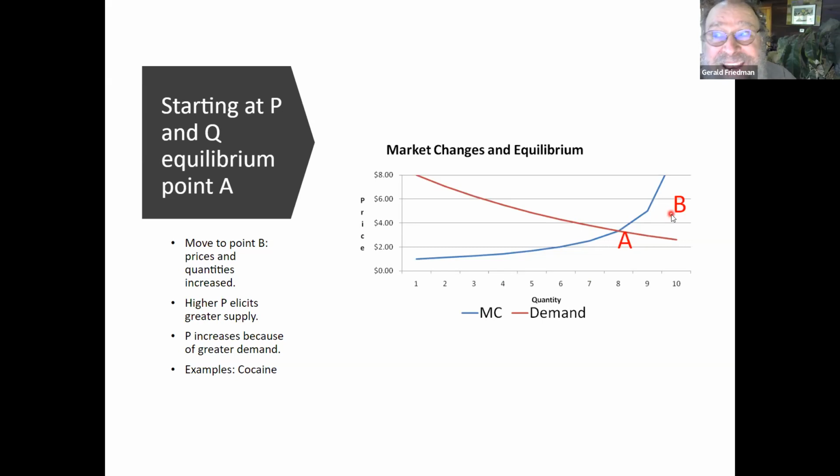Prices went up and people are buying more. How could that have happened? What could cause prices to go up and quantity purchased to go up? Or why would people buy more at higher prices? What could happen? Cocaine markets during the quarantine period of COVID.